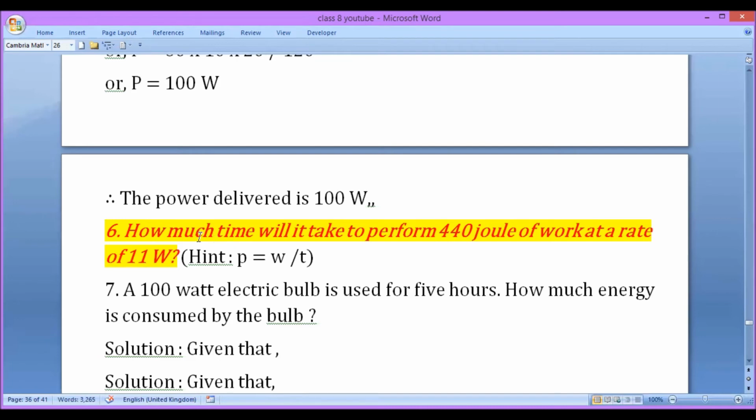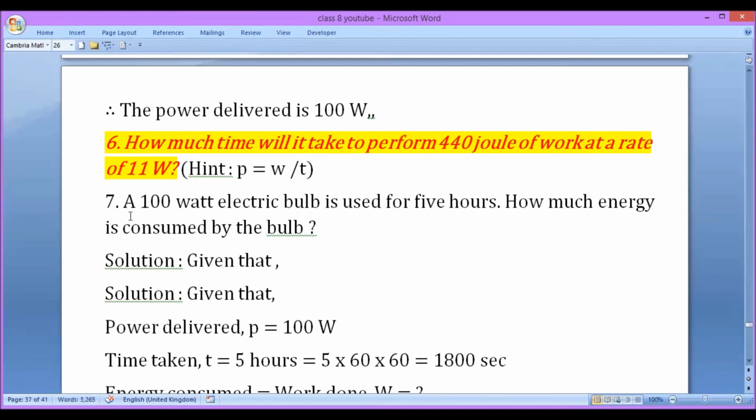Now you can calculate the time. Here the question is to calculate the time. We can calculate the time from this formula also easily. Okay, you can calculate easily. If you do not understand, please comment. I'll solve it in the next class.